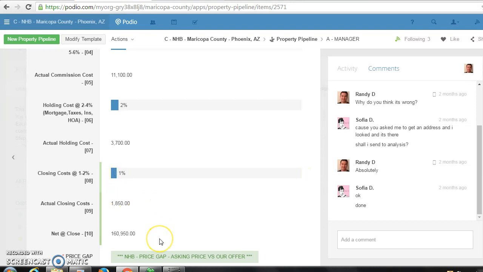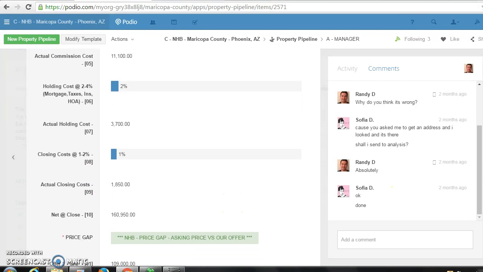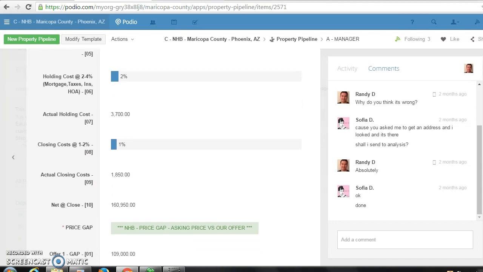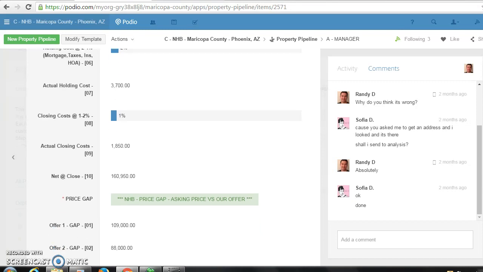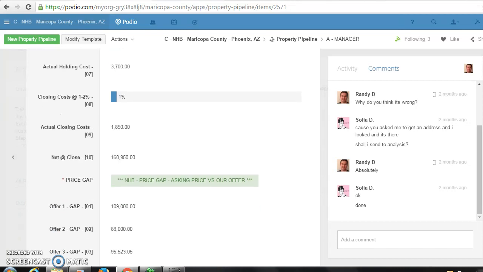That's $1,850. Mr. Seller, I realize you want 180, but just right there, those costs of selling, and selling in 3 months, by the way, because that's the days on market right now, is going to net you about 160. Okay, that's 160 grand.